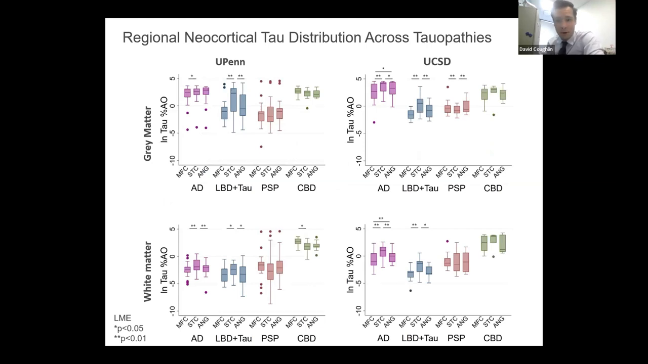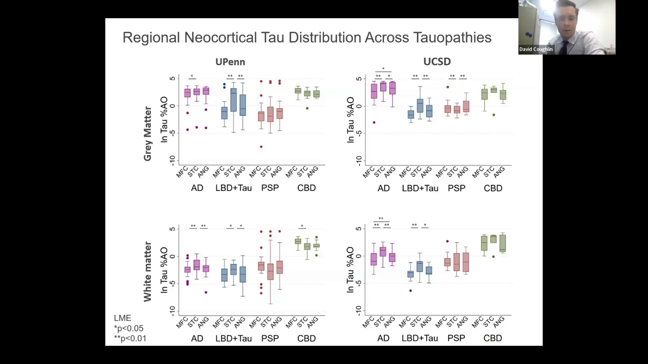And this is kind of one of the bigger, meatier slides for the presentation anyway, but this is basically the values for everything that we were able to collect from these cases. The gray matter annotations are in the top row and the white matter annotations are in the bottom row with UPenn at the left and UCSD at the right. And what we tended to see was that in the Alzheimer's group, the superior temporal cortex harbored the highest amount of tau pathology, followed by the angular gyrus, and then frontal lobe was usually the lowest. And that was the same pattern that we observed in the Lewy body disease cases.